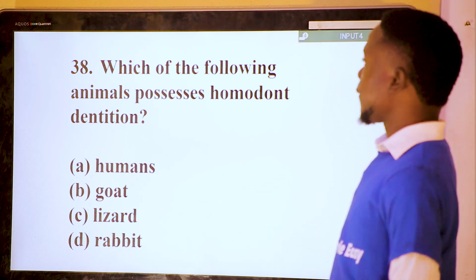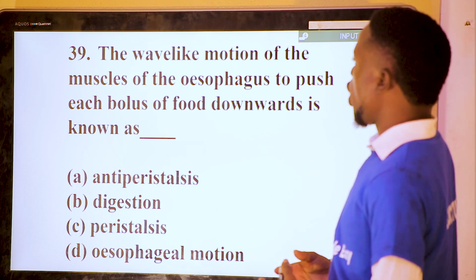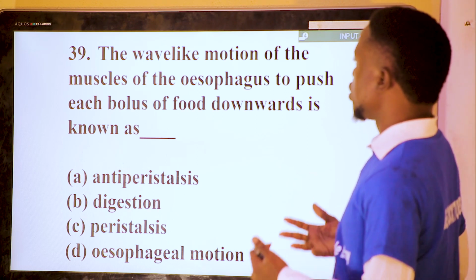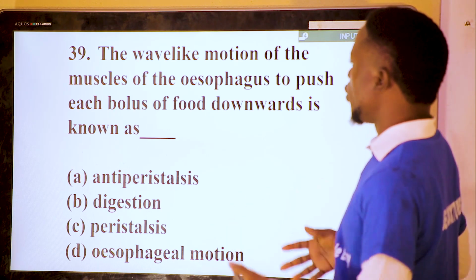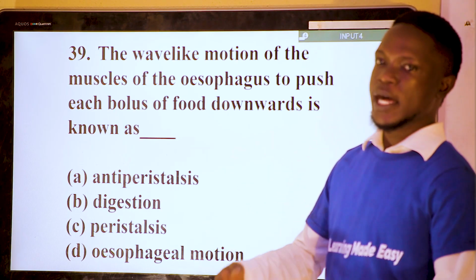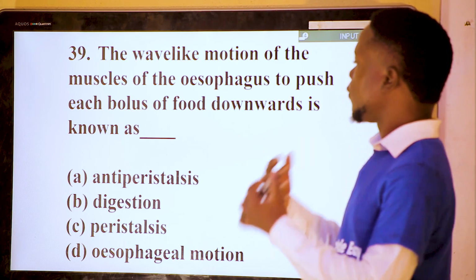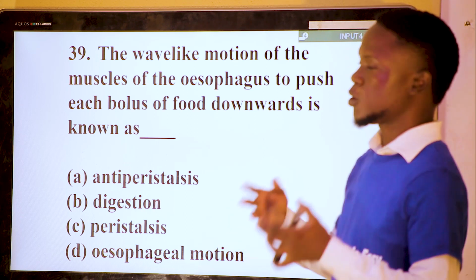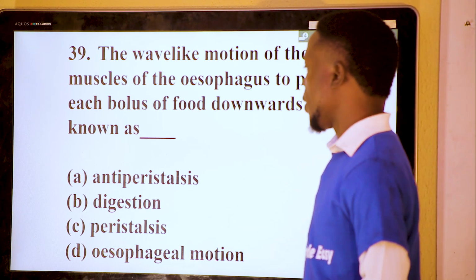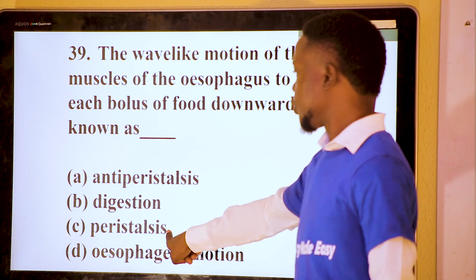Number 39. The wave-like motion of the muscles of the esophagus to push each bolus of food downwards is known as dash. The wave-like motion is known as peristalsis. It is what pushes the food down from the esophagus to the stomach. So the answer to this question is peristalsis, option C.